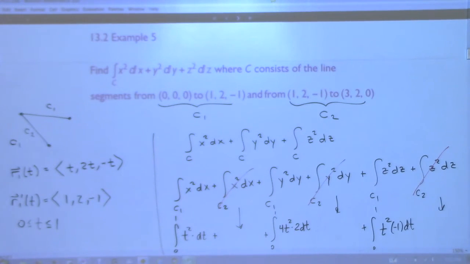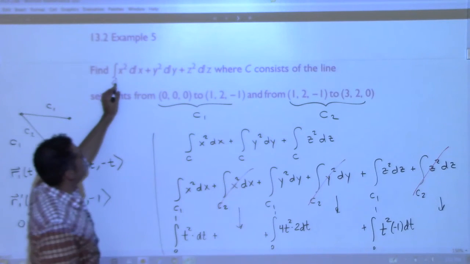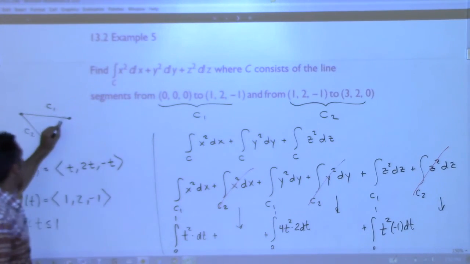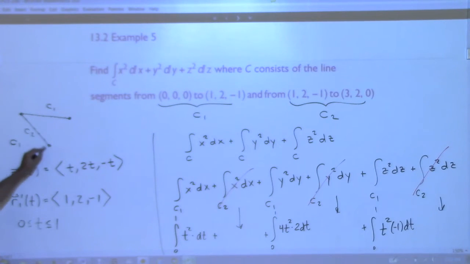So it's like if this were somehow, well, it's not the temperature, but it could be, then we're just kind of adding up the values all along this thing. It's a little different when you do it with respect to x, y, and z.